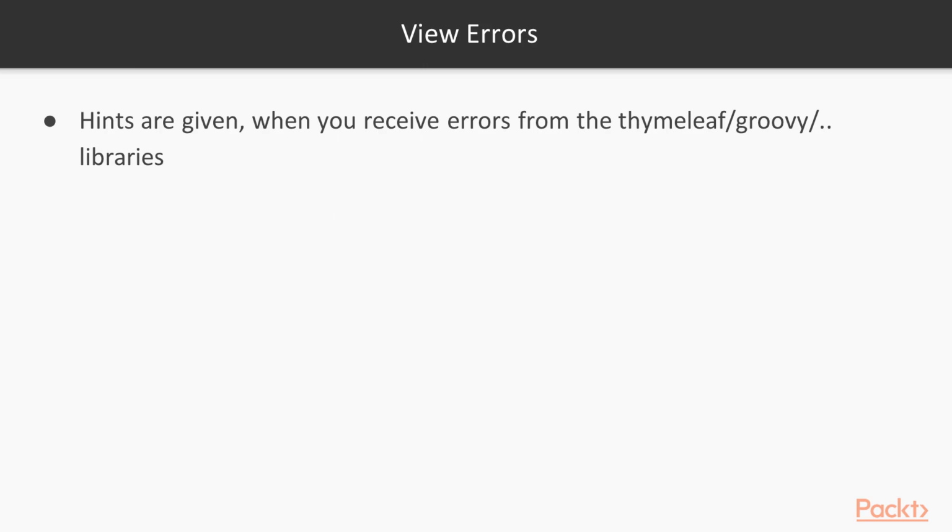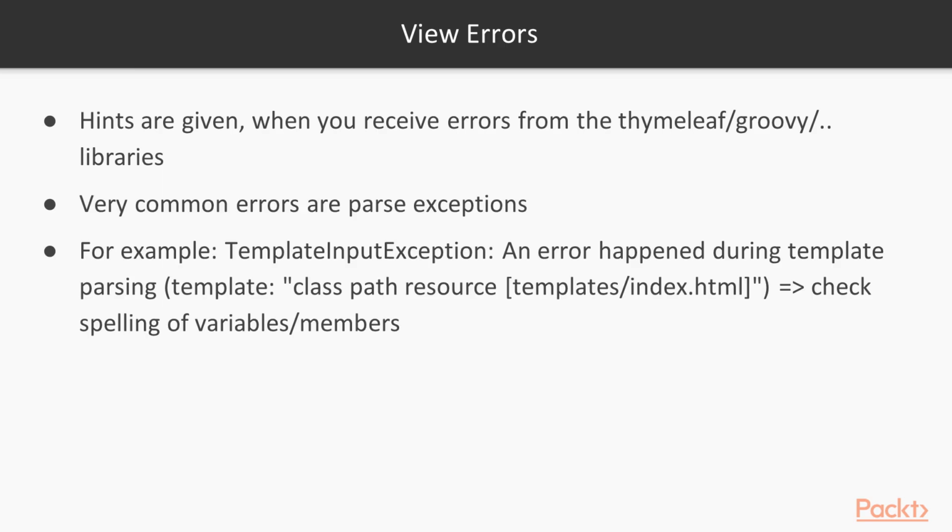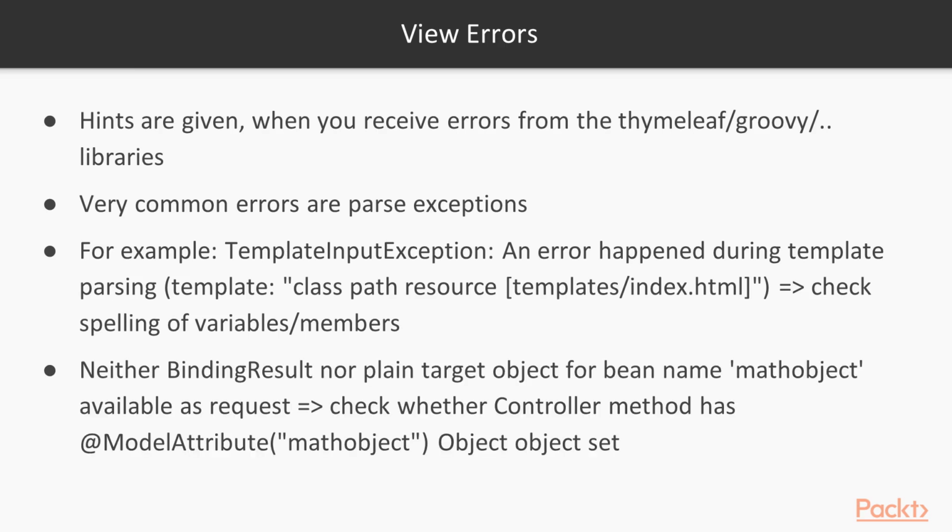If errors occur in the view templates, hints are given from the Thymeleaf or Groovy libraries. Very common errors are parse exceptions, for example, template input exceptions, and you should then check the spelling of variables or members. If you receive "neither BindingResult nor plain target object for bean name", you should check whether your controller method has the parameter annotation ModelAttribute set.